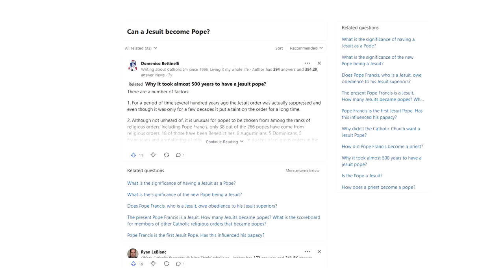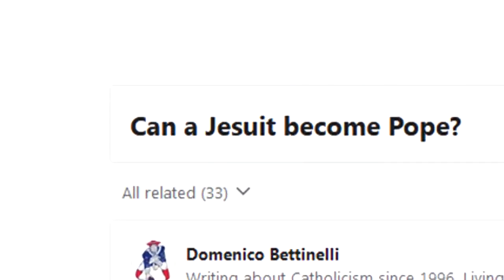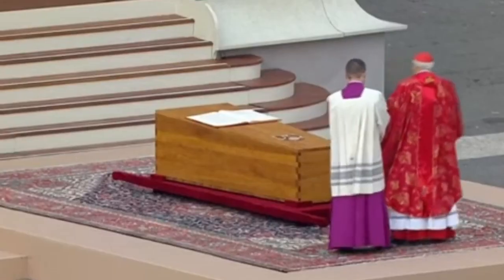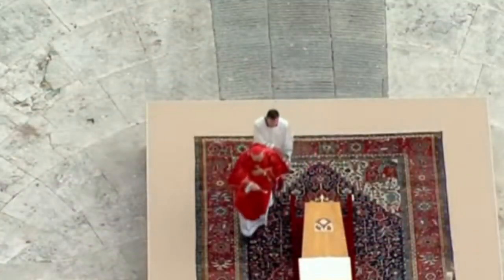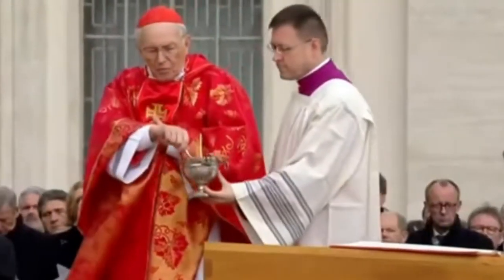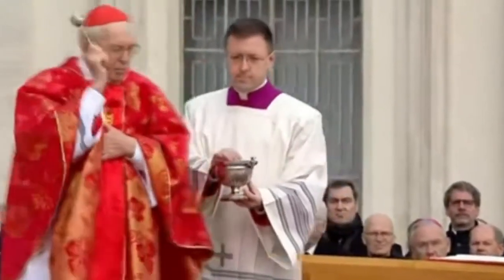Then we have this very strange moment. Benedict is announcing his resignation. And this man supposedly took over. Can a Jesuit become Pope? I think not. I think the papacy was dissolved in the year 2013 with the resignation of Benedict. And this man, just like Charles, is the Pope of an empty box. At the funeral of Benedict, someone else was doing the rituals. Supposedly, the fake Pope could not walk because of an injury.